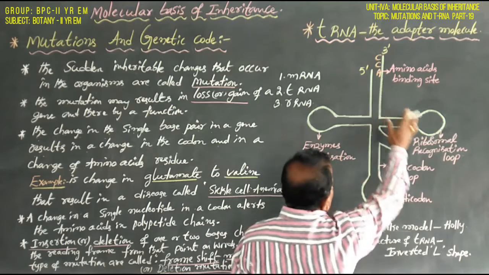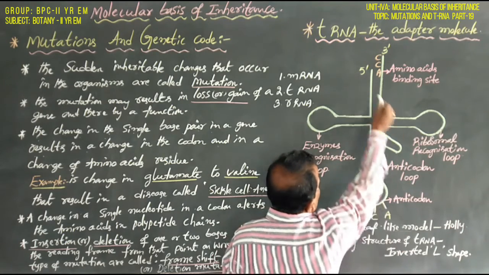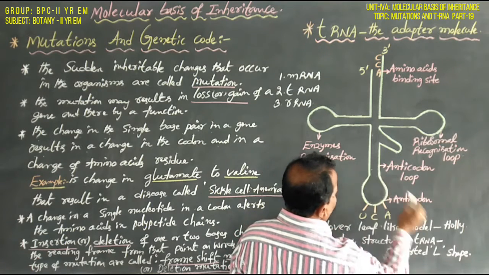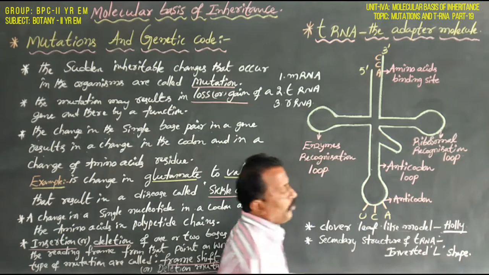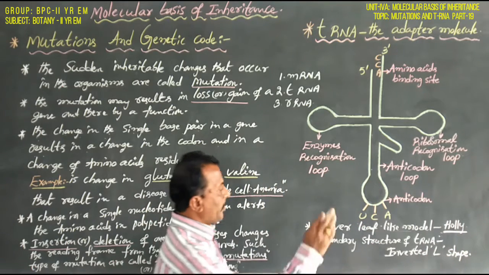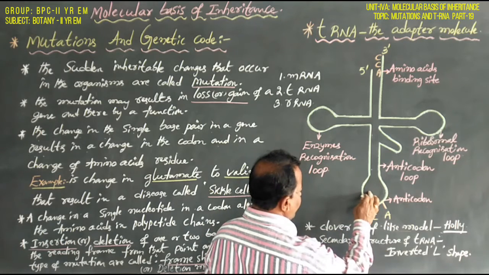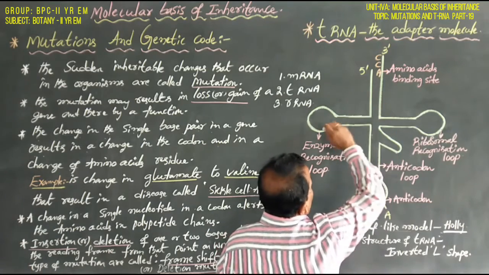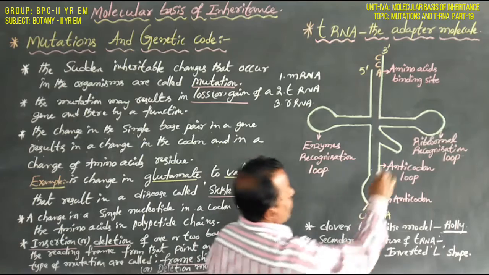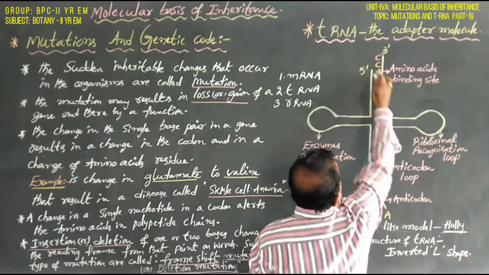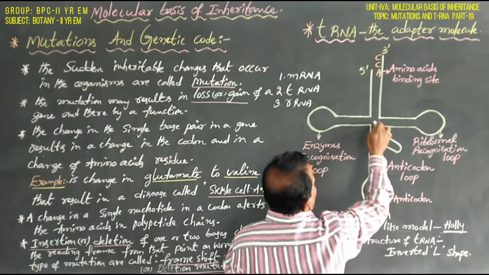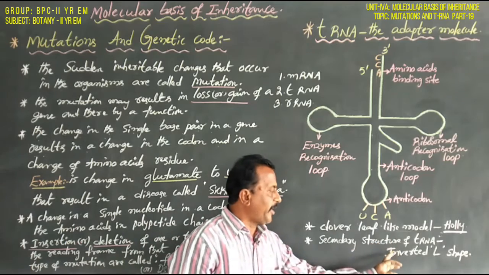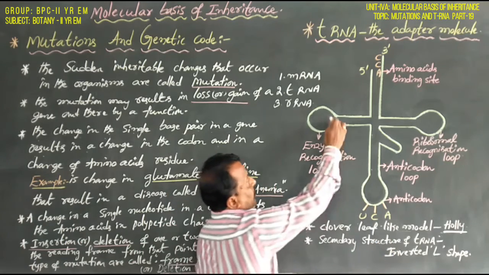So tRNA appears as a clover leaf-like model. The clover leaf-like model of tRNA was discovered by Holley. In this clover leaf-like model, the secondary structure of tRNA has an inverted L shape. Secondary structure of tRNA appears as an inverted L shape.